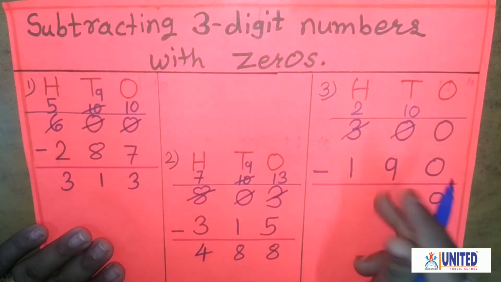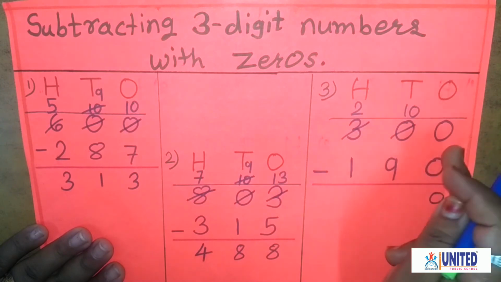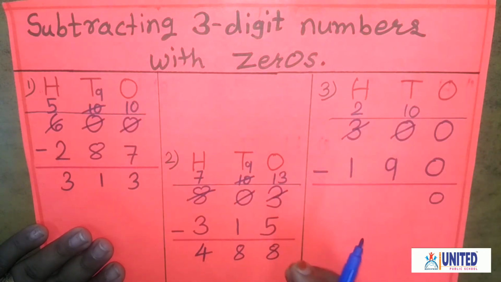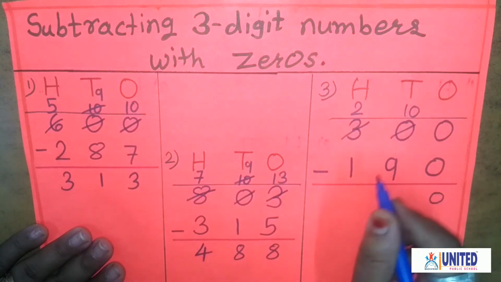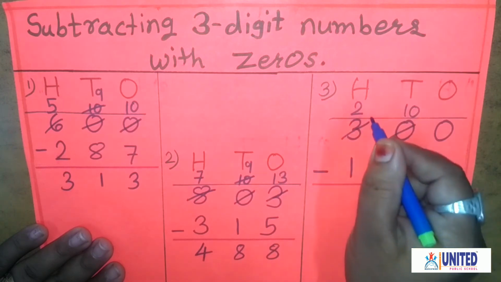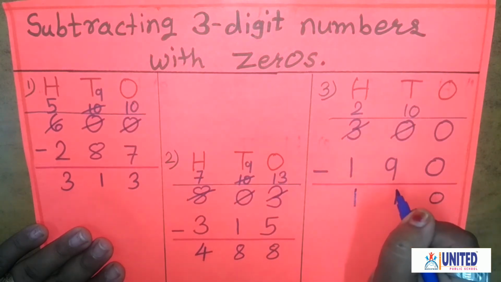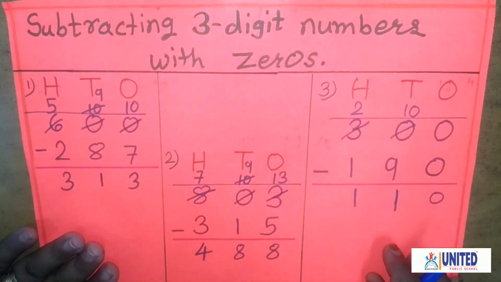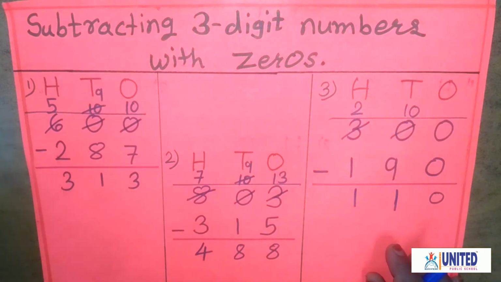Okay. Now here there is no need to give the borrow to the ones column. So 10 remains as it is. So 10 minus 0, 10; 10 minus 9 is 1. Okay. And 2 minus 1 is 1. So our answer is 110. Done. You can understand how we can subtract 3-digit numbers with zeros. Okay.